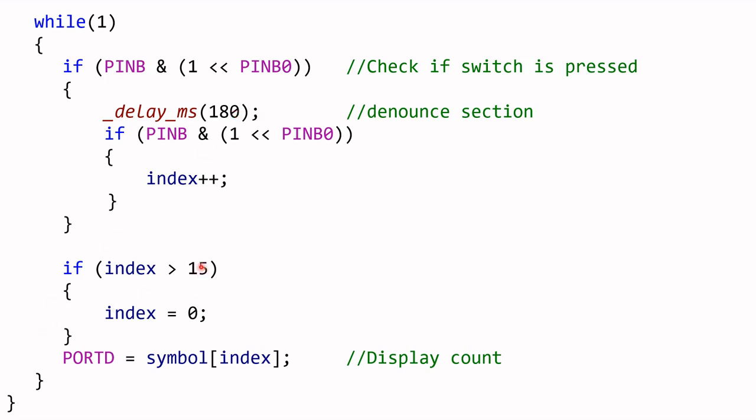And then here it's basically the same as the previous example. When index is greater than 15, we reset the index to 0, and this part here is where we send the symbol out to port D. That's where the 7-segment display is.